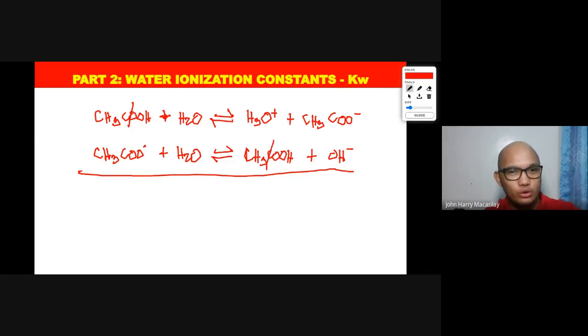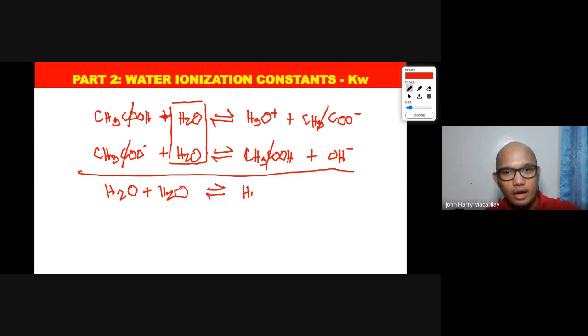Your acetate also is found at the left side of the second reaction, and it is also found at the right side of the first reaction, so we can remove that one. So what's left is you have two molecules of water, H2O plus H2O, which will also produce now a hydronium ion plus a hydroxyl ion.